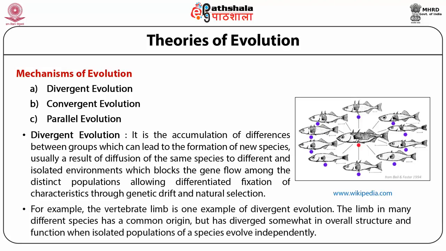For example, the vertebrate limb is one example of divergent evolution. The limbs in many different species have a common origin but have diverged somewhat in overall structure and function when isolated populations of a species evolve independently. It occurs when geographic barriers separate population members, or when a small group leaves an original population.